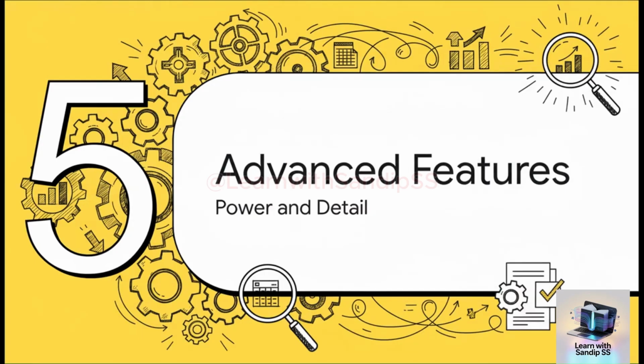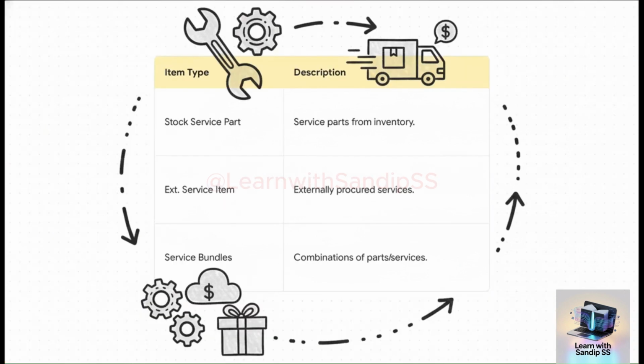Okay, so beyond that basic life cycle, there's some pretty powerful advanced features that let you build quotes with a lot more detail and accuracy. Let's take a look at a few of these. Most services are more than just labor, right? And your quote needs to reflect that. You can add different types of items directly into it. You can pull in service parts straight from your own stock inventory. You can include services that you actually get from an outside vendor. Or you can even create service bundles, which are these pre-packaged combos of services and parts all rolled into one easy line item for the customer.